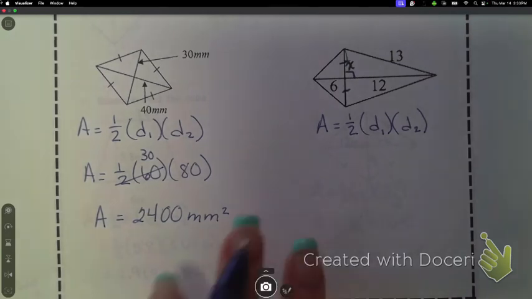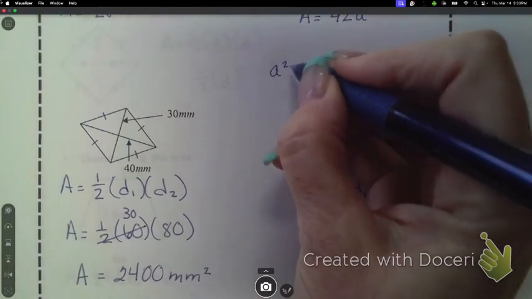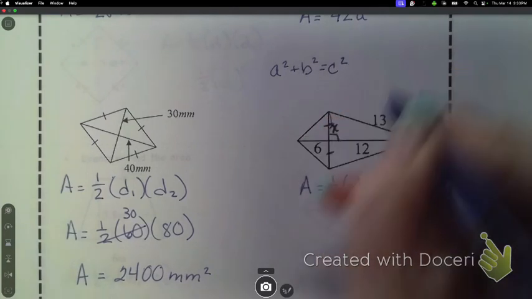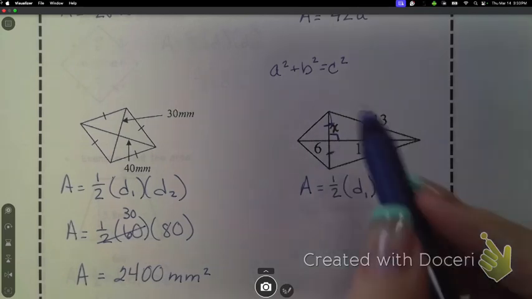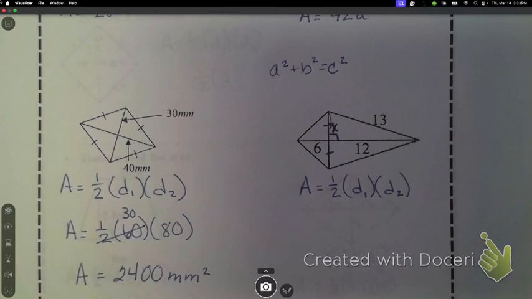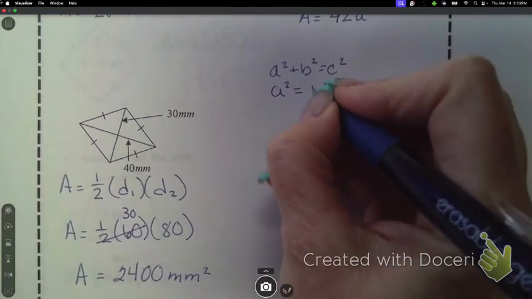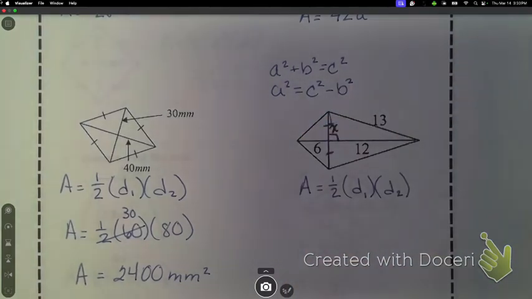What is the Pythagorean theorem? A squared plus B squared equals C squared. Where do we put them? Well, C is the hypotenuse, so 13. So 13 is the only one that matters, correct? Okay, so we're going to say a squared equals c squared minus b squared. Still not putting any numbers in there, because I don't need to.